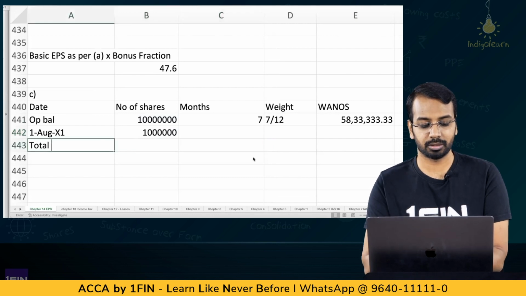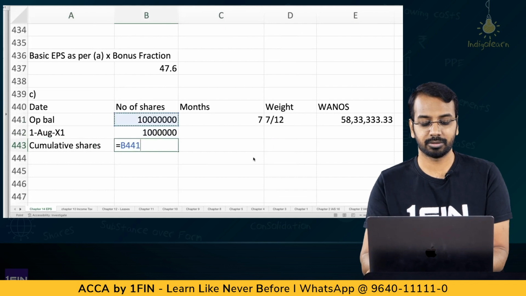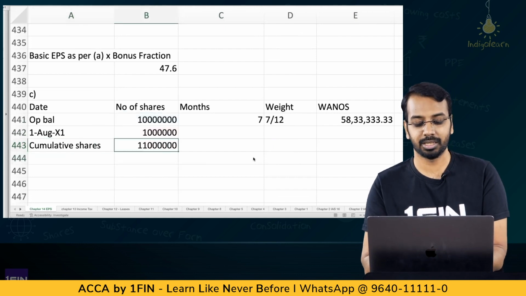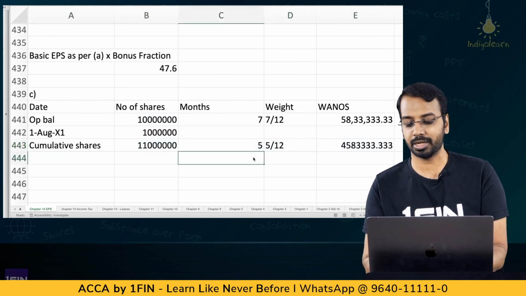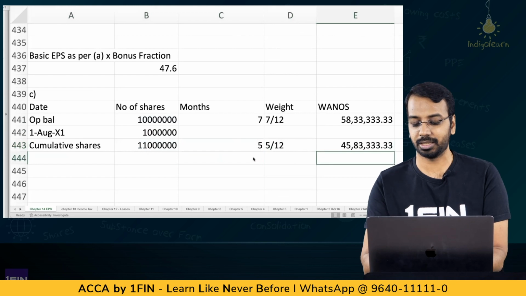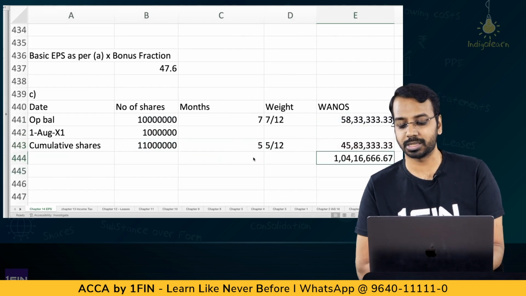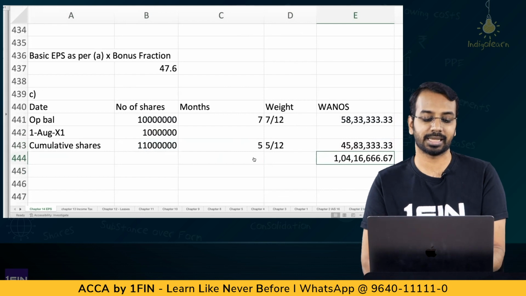So total or cumulative shares is this plus this, which is 11 million. This is outstanding for 5 months. So 5 divided by 12, this multiplied by 5 divided by 12, you get 458333. So the total weighted average number of shares is 1041666.67.